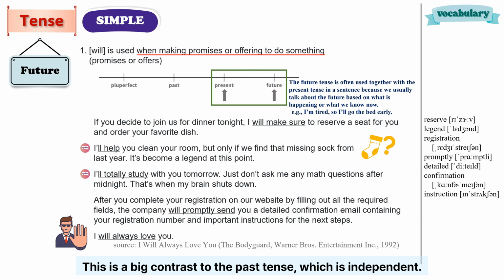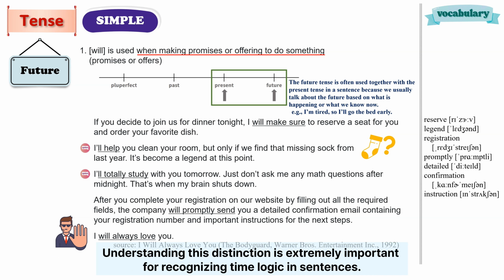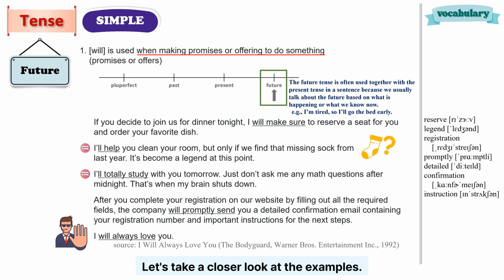This is a big contrast to the past tense, which is independent. When you use the past tense, you can't tell what's happening in the present. Understanding this distinction is extremely important for recognizing time logic in sentences. Let's take a closer look at the examples.